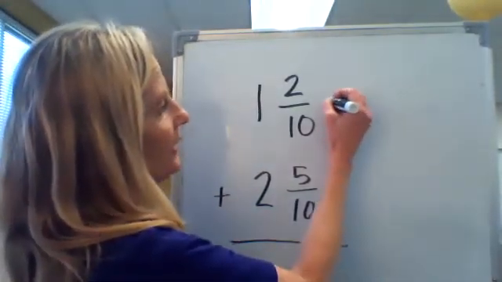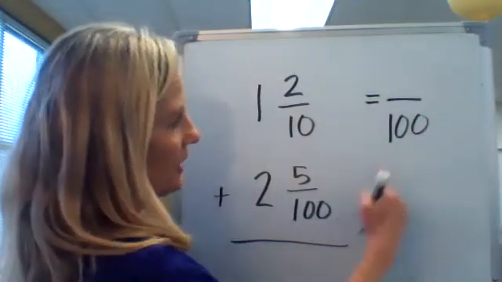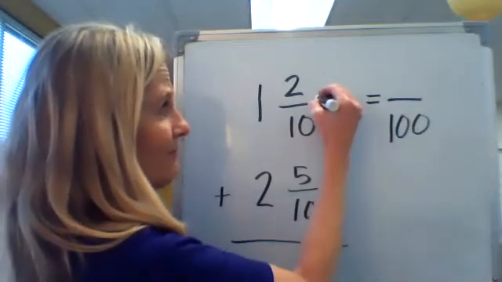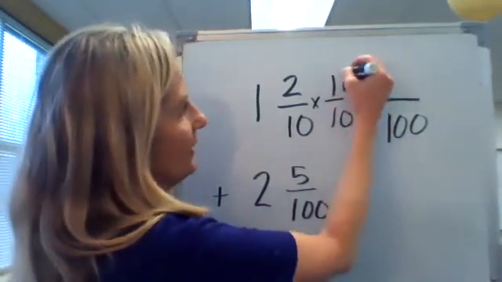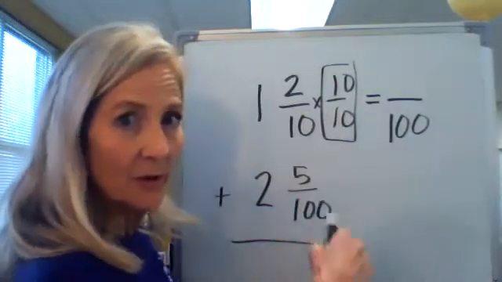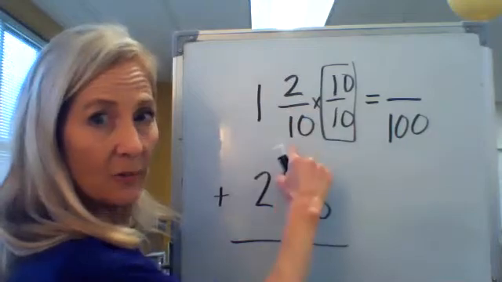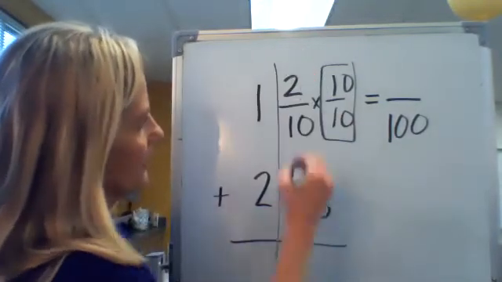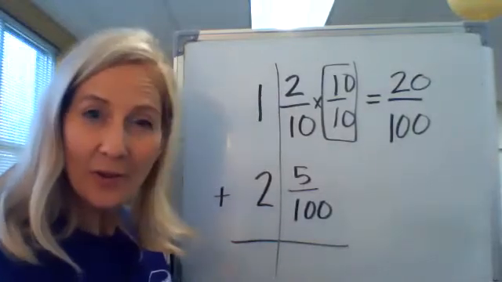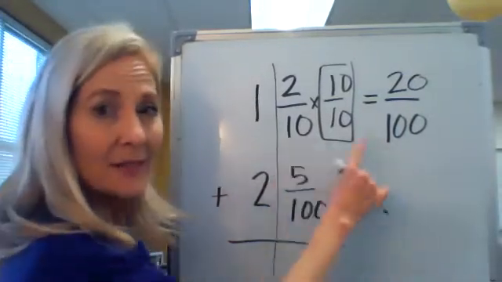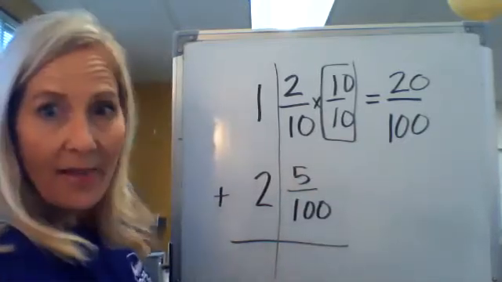And if you've written it vertically, you'll have space to make your equivalent fractions. So I know I want hundredths. And 10 times what gets me 100? 10. So I automatically know it's going to be 10 over 10 that I'll multiply by. And I'm just really working with the fraction part right now. Let's look at those columns again. So 2/10 is the exact same amount as 20 hundredths, kind of like 2 dimes is the same as 20 pennies. So that's good. Now I can go ahead and add them.